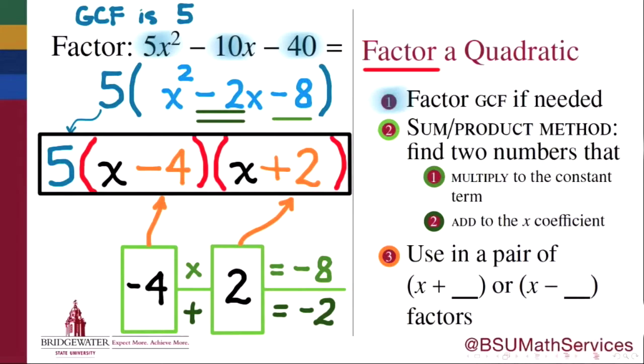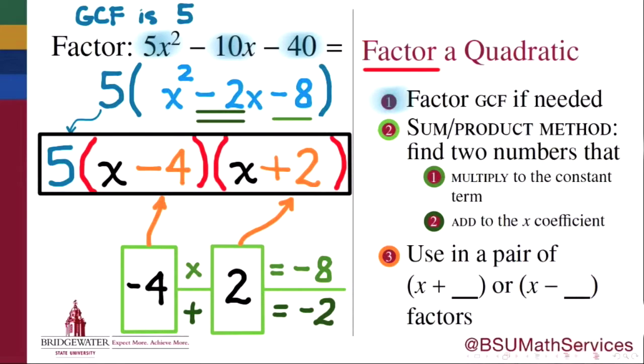Finding that pair of numbers, if it exists, and it will not always exist, in which case this factoring method will not work, but when that pair of numbers exists, each of those numbers becomes the second term in a binomial whose first term is x. That allows us to factor this trinomial into the product of x minus 4 times x plus 2, and then remembering the 5 from our greatest common factor completes the factorization process.